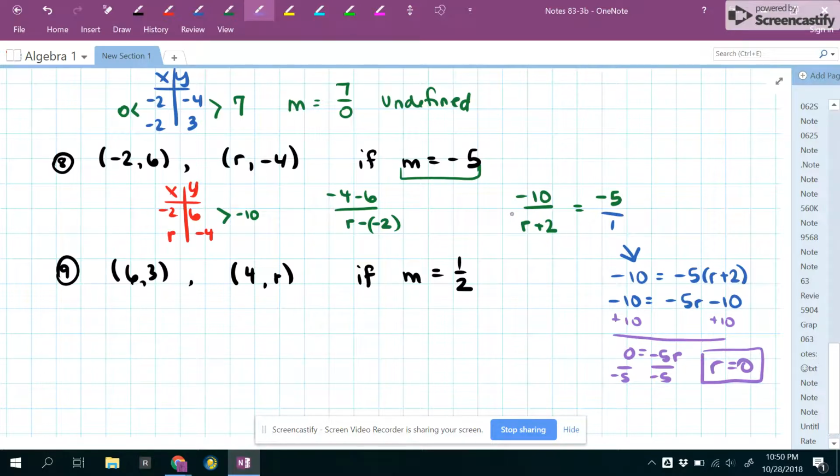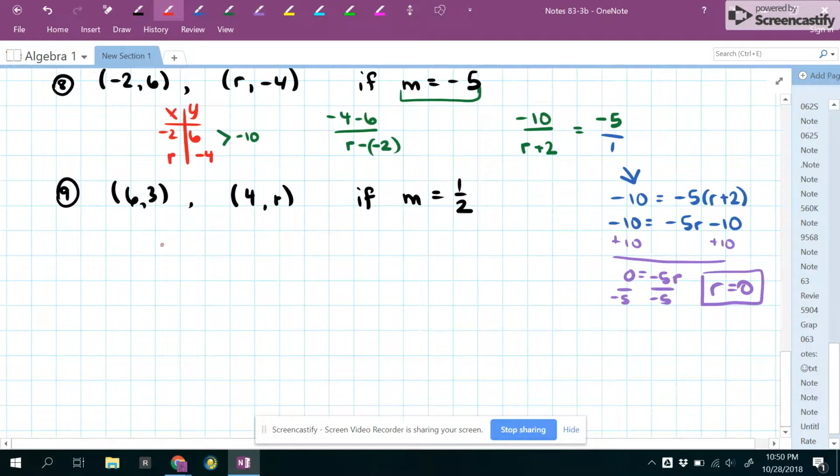So number 9 is the same type of thing. Again, there's not enough information to just use a table. So I would subtract to make the ratio work out. So we have 3 minus r over 6 minus 4. And if that's our ratio, it's the same thing as 3 minus r over 2.